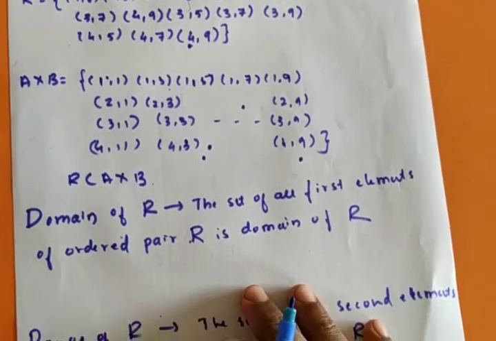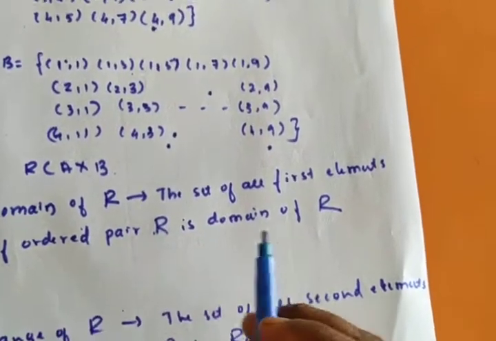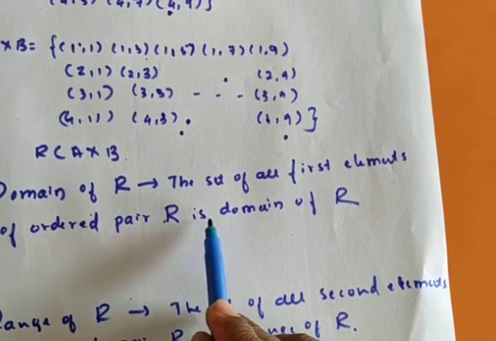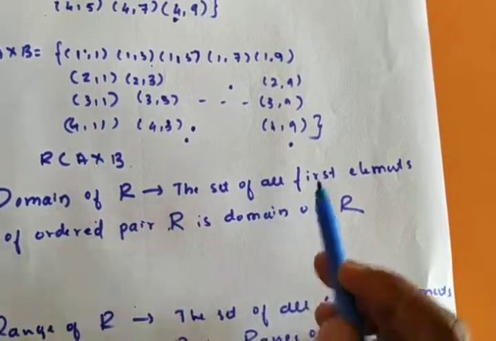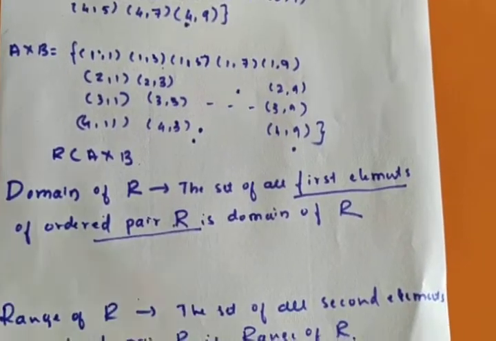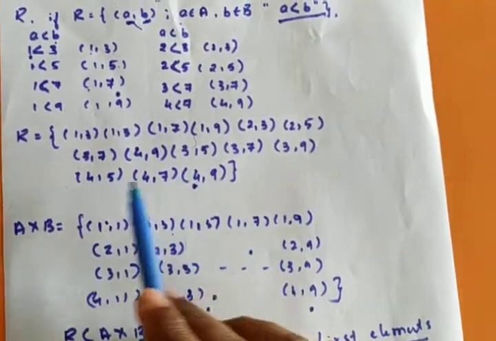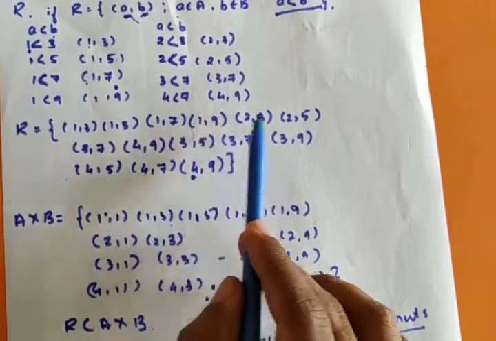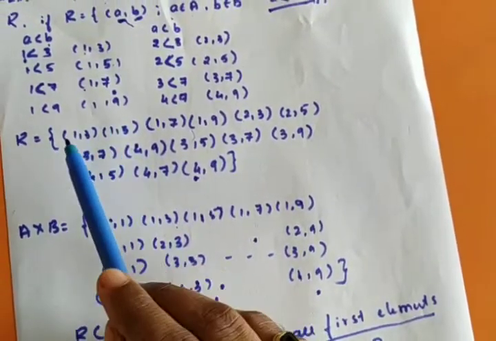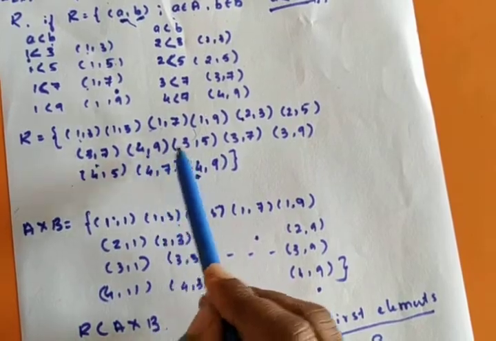So by using the above example, how do we write down the domain of R? The domain of R is nothing but the set of all the first elements of the ordered pairs of R. The set of all the first elements of ordered pairs, in the relation, not in the Cartesian product I am telling, in the relation what we get. So the first elements in the relation R are 1, next 2, 3, 4.